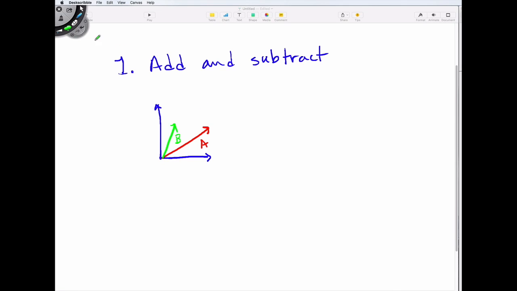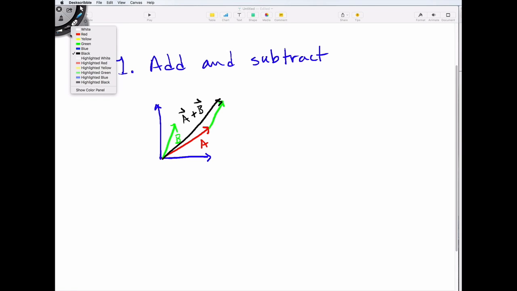Well, graphically, we can do the tip to tail thing where we take B and we sort of detach it from this point and we put it over here and we draw it with the same magnitude and direction. And then we draw a resultant vector from the origin to the tip of that vector, and this would be our A plus B vector. Right? That's our sort of graphical way of doing that.